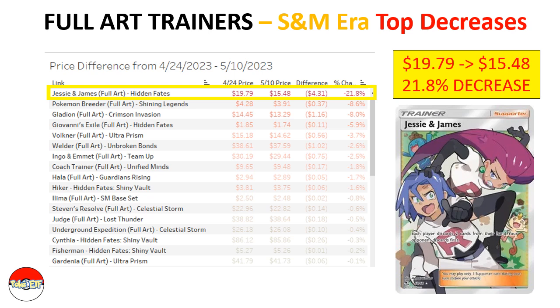But you can see every other card is not really decreasing in price. Almost the whole entire full art trainers in the Sun and Moon era is growing in price.